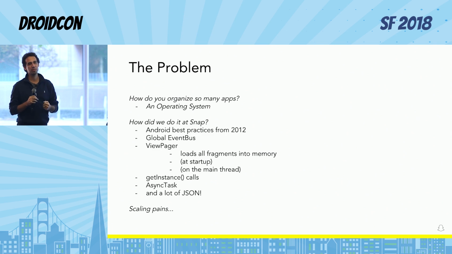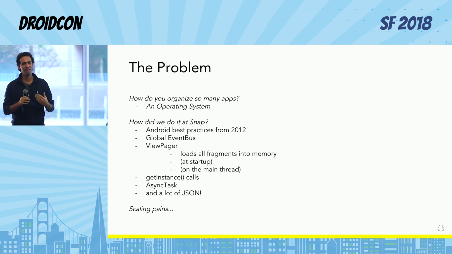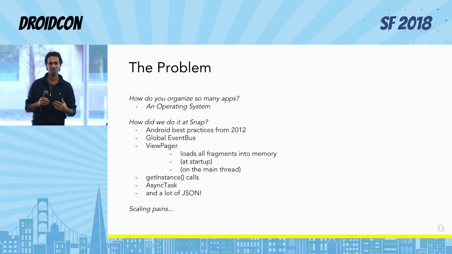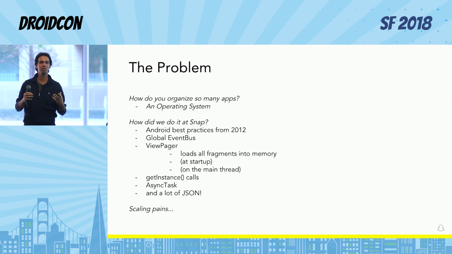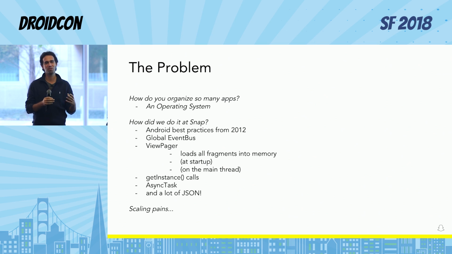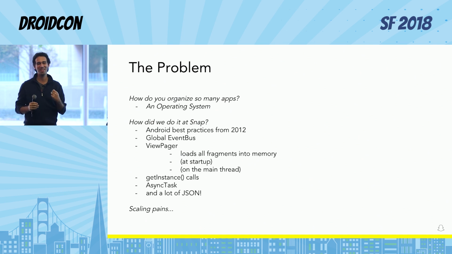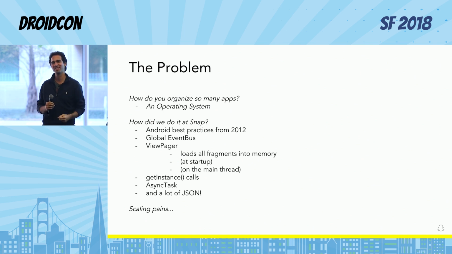The reason we ran into so many problems and our app was slow is that the way we built Snapchat was essentially by using the best practices of Android development at the time we started, which was 6 years ago. At that time, everyone was using a global event bus to communicate between features. Everyone was using a view pager to load all the different sections of their UI. And as you know, a view pager loads every single fragment instantly on the main thread, right, as the app's starting up, which is not good. We had a bunch of getInstance calls because Android up to very recently was synonymous with static state all over the place. And we had AsyncTask, which is this amazing utility for controlling your background execution, which doesn't work well at all. And finally, JSON to wrap everything up.